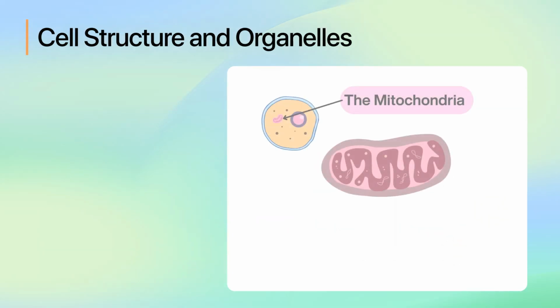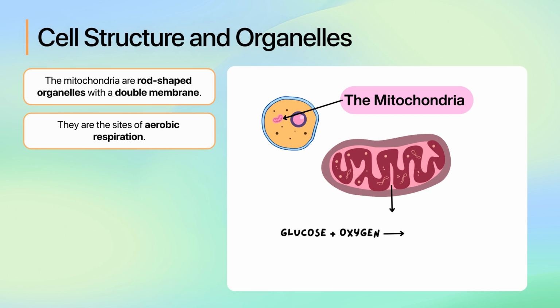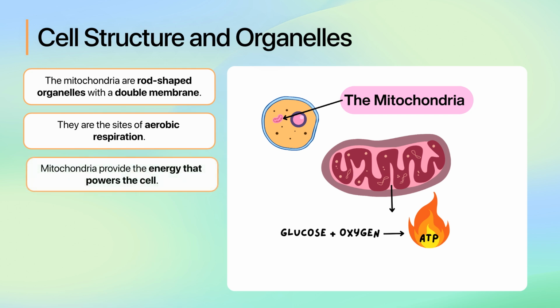Next, the mitochondria are rod-shaped organelles with a double membrane. They are the sites of aerobic respiration, a process that converts glucose and oxygen into energy in the form of adenosine triphosphate, ATP, which the cell can use for various activities. Essentially, mitochondria provide the energy that powers the cell.